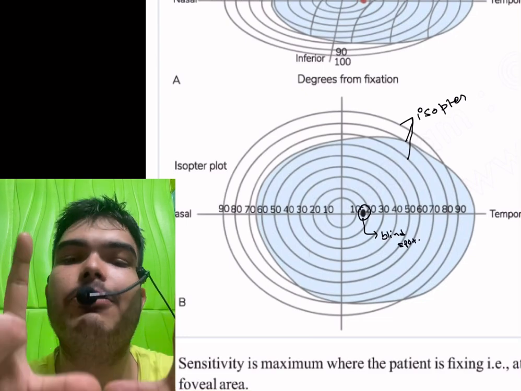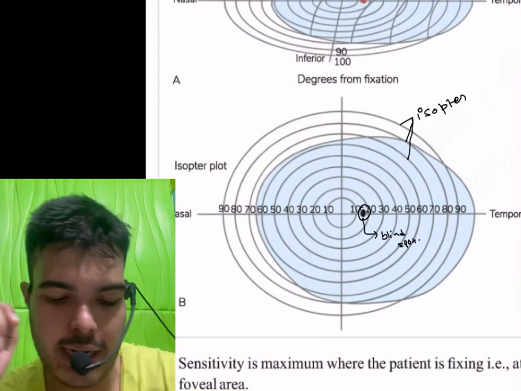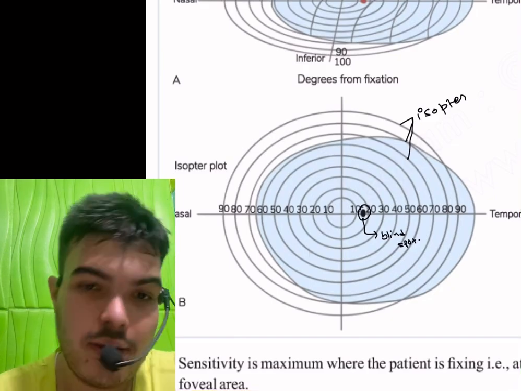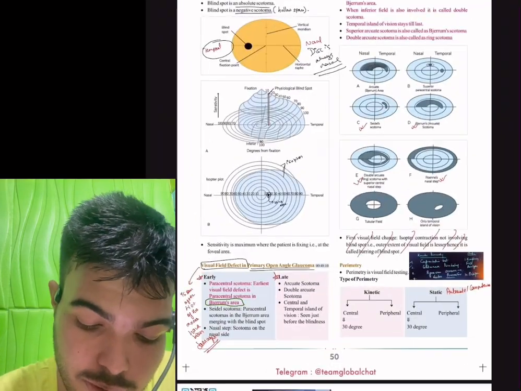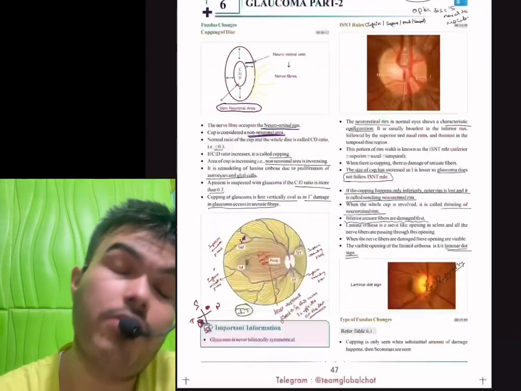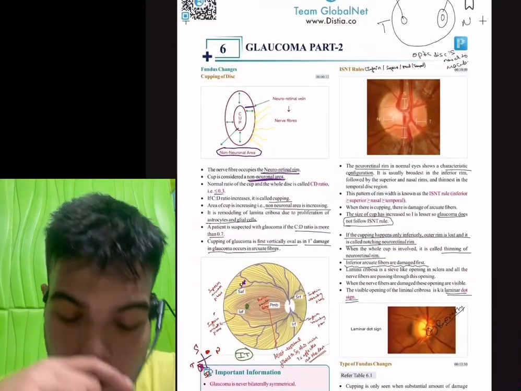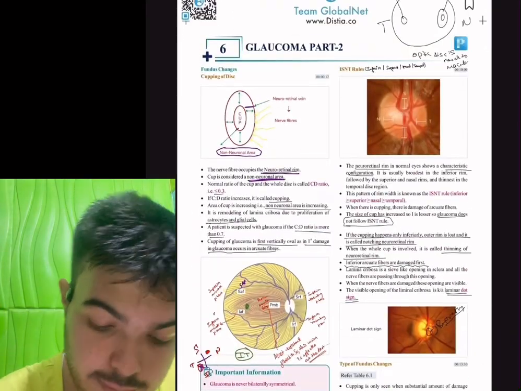So there will be enlargement of the blind spot in the case of papilledema, right? Just correlate things, okay? So it's like a revision. You might not be understanding anything, but if you just recap it 1,000 times, you'll understand. I also did the same thing.